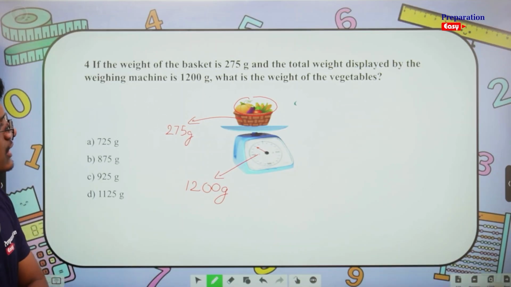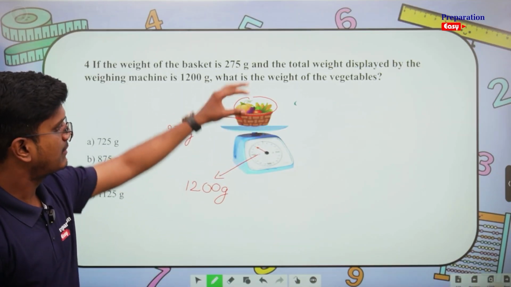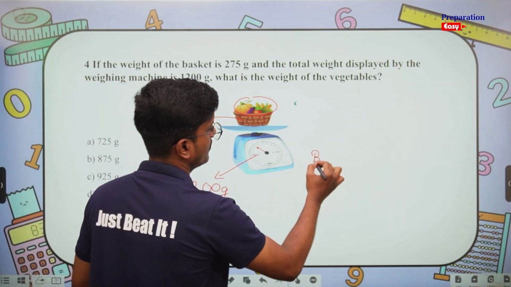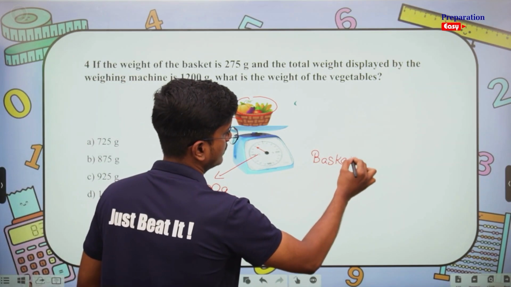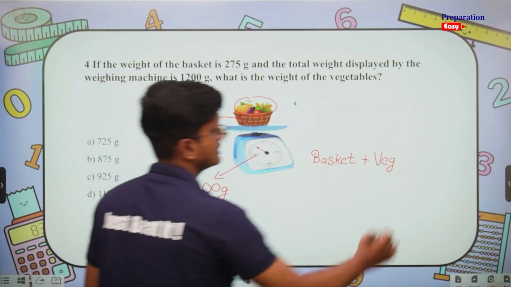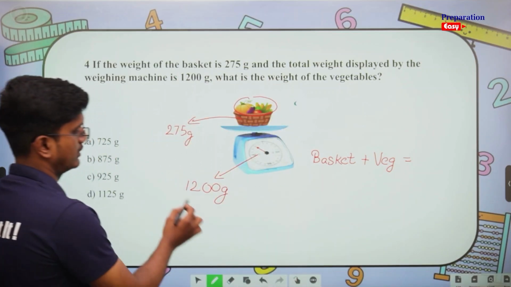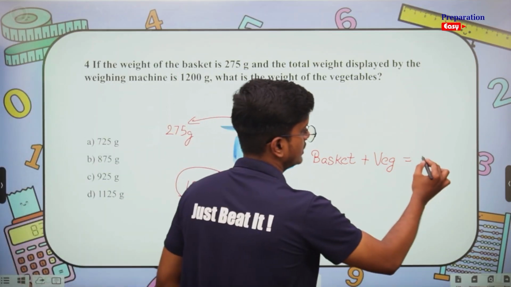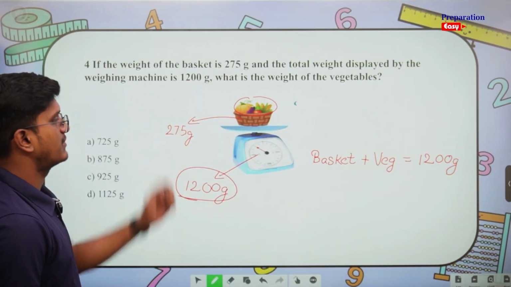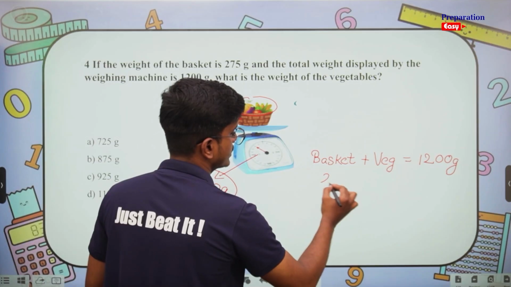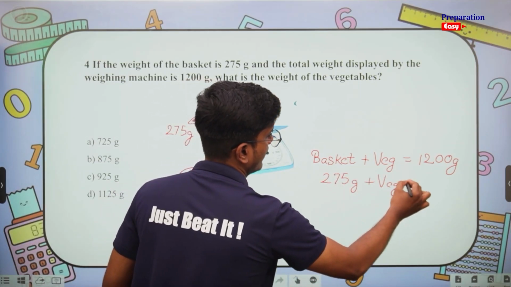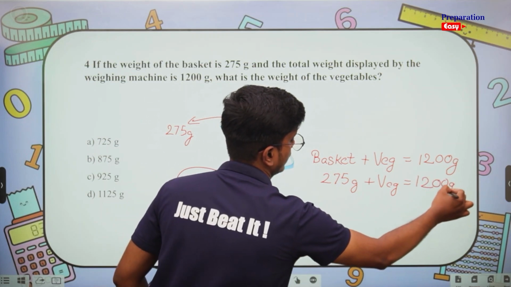How we can find? So the combined weight of basket plus vegetable is 1200 gram. Let's write it down. The combined weight of basket plus vegetables, I'm writing vegetables as VEG, is equal to 1200, right? So write down this 1200 gram. So how much is the weight of the basket? They have given the weight of the basket, which is 275 grams, right? Plus vegetable, we don't know, we have to find vegetables. So this is 1200 gram.